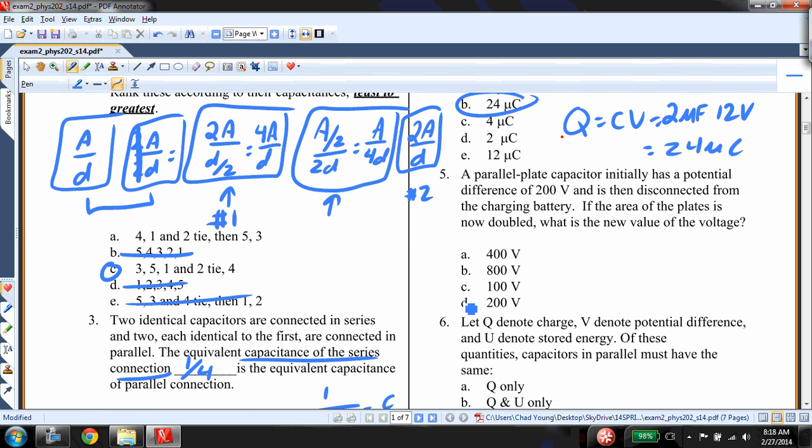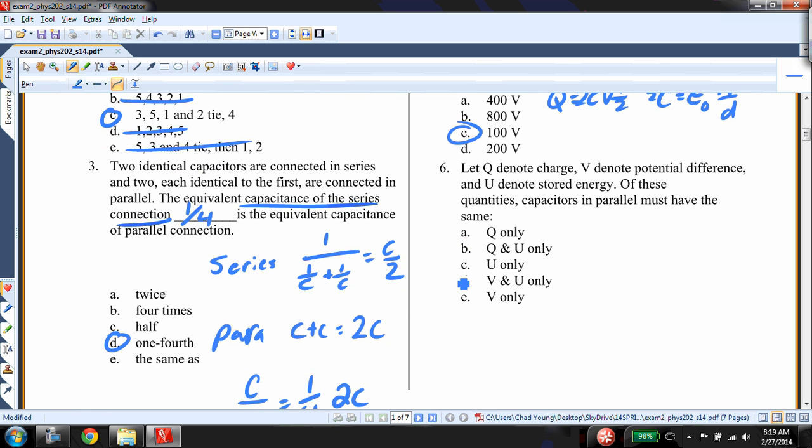A parallel plate capacitor has a potential difference of 200 volts, then it's disconnected from the charging battery. If the area of the plates is doubled, what is the new voltage? When I'm disconnected from the charging battery, that means that my charge is held constant. And then I want to ask myself, what happens to the capacitance? Well, the area of the plates is doubled, so that means the capacitance is doubled. If the capacitance is doubled, the voltage is halved. So 200 volts now becomes 100 volts, for number 5.